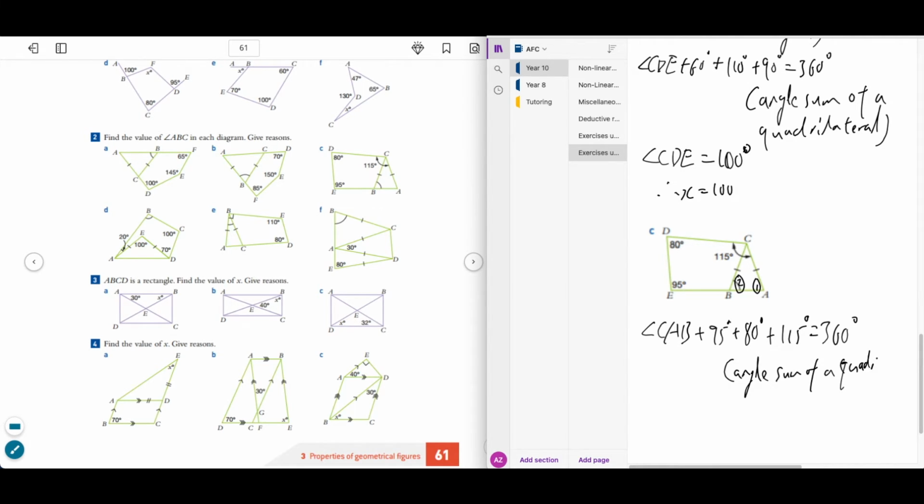So, quadrilateral. Excuse my poor spelling, but yep. And then you can say angle CAB is equal to, so what is this, turn to 90, so that's 70 degrees, right?